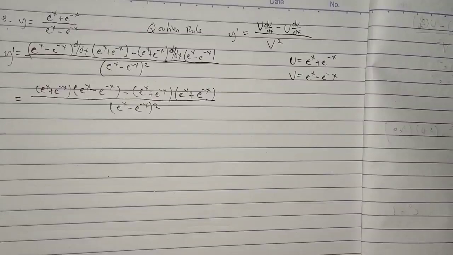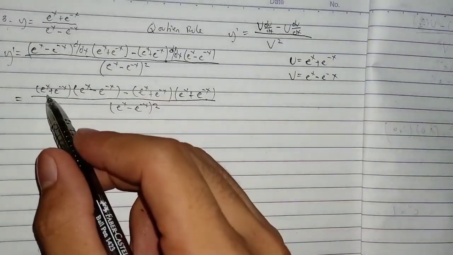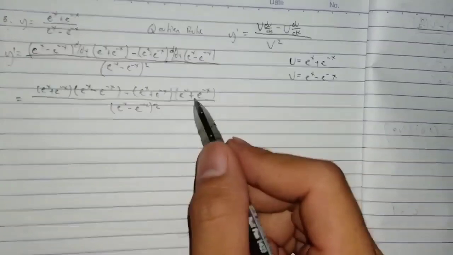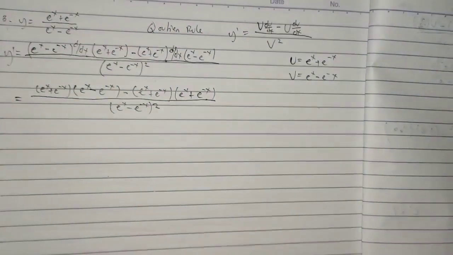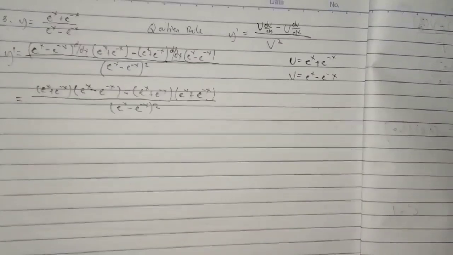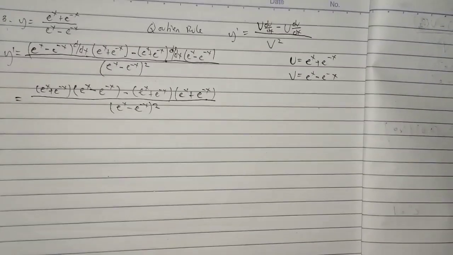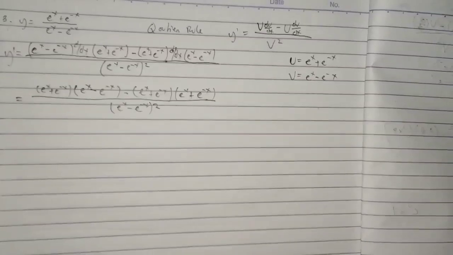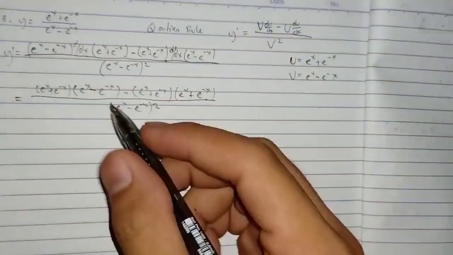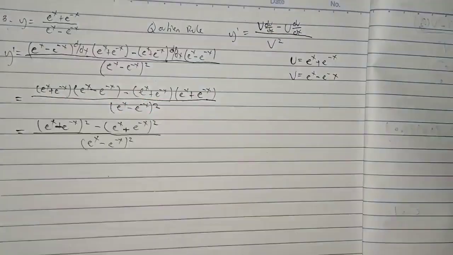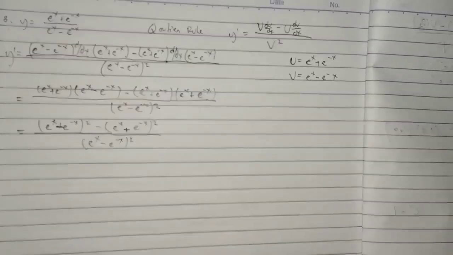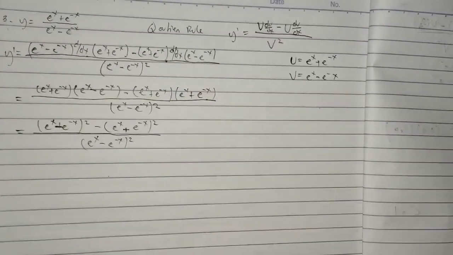Okay, as you can see, we have the same function here and the same function here. So we can write that as e to the x plus e to the negative x, squared, minus e to the x plus e to the negative x, squared. So we can simplify that. Okay, we have the derivative of our function, but as you can see, we can simplify it further using the FOIL method, or we can factor that out.